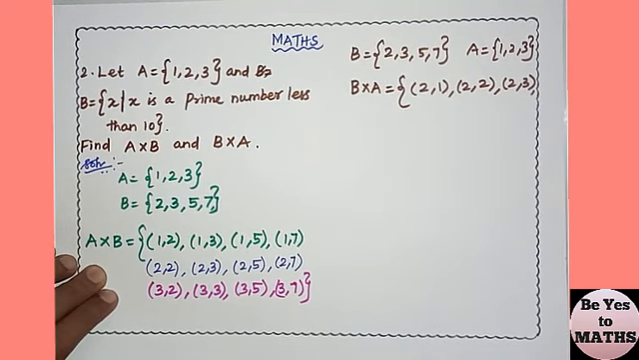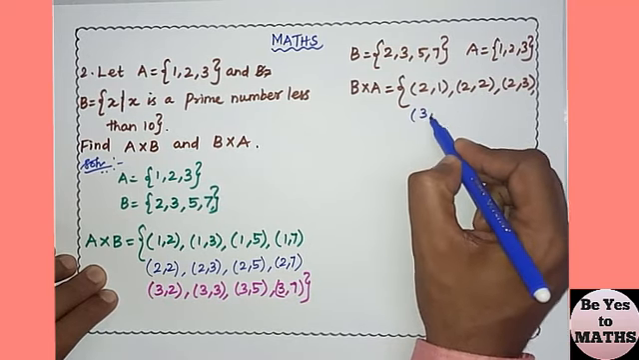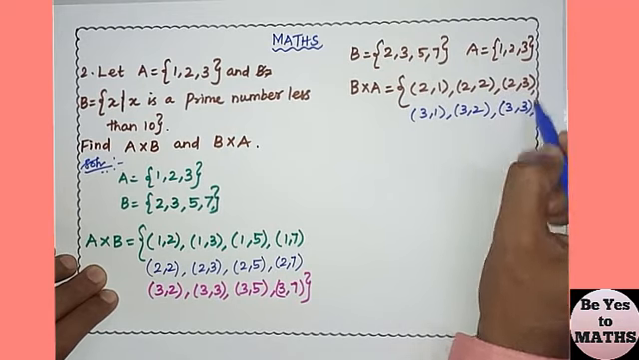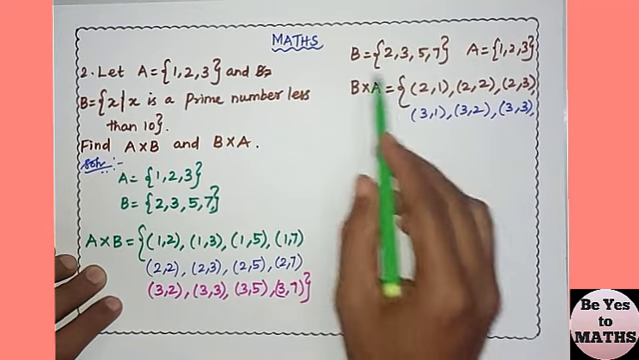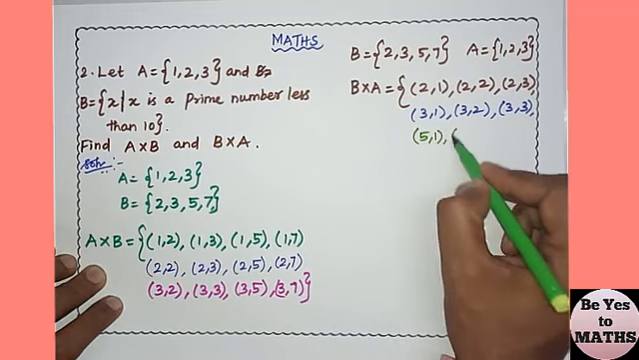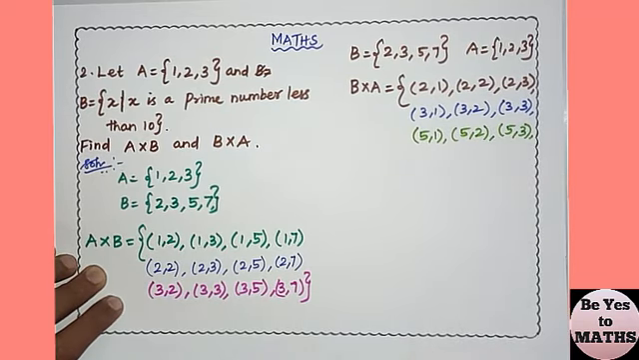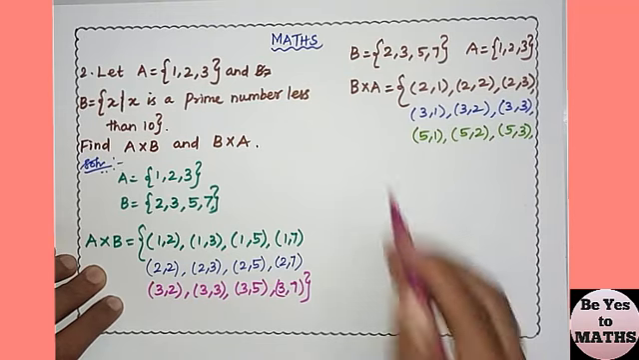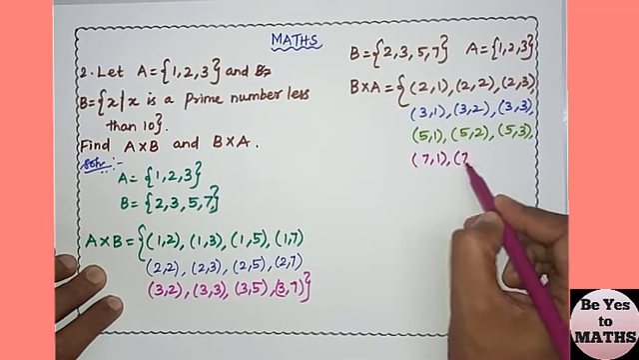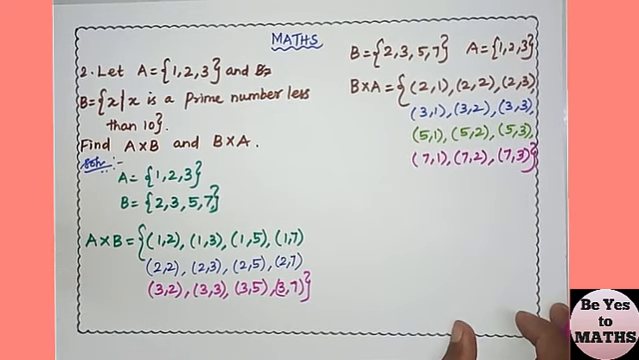Now take element 3 from set B and pair with all the elements in A. So (3,1), (3,2) and (3,3). Now take element 5 from set B and pair with all the elements in set A. So (5,1), (5,2), (5,3). Now take element 7 from set B and pair with all the elements in set A. (7,1), (7,2) and (7,3). This is B cross A.